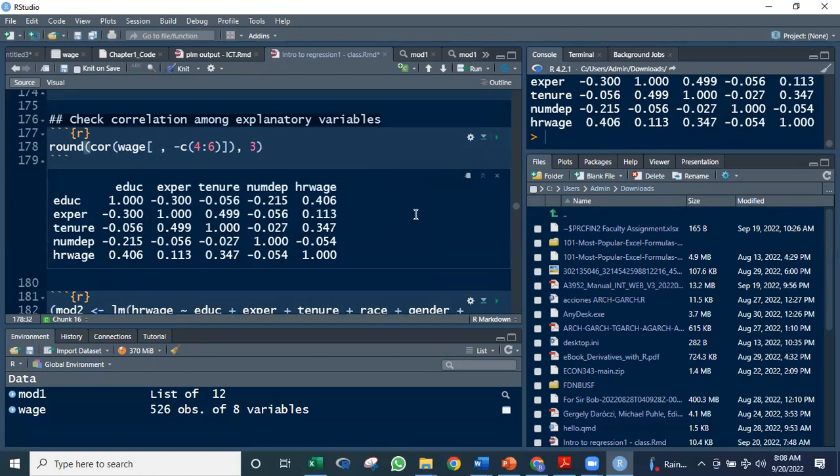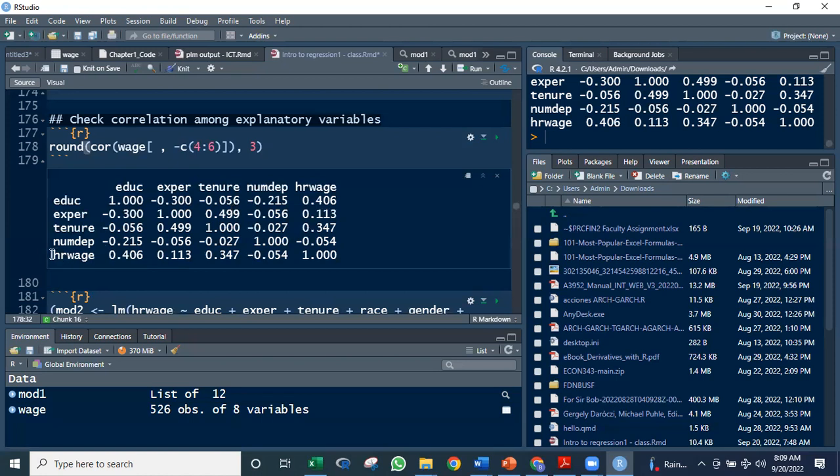Okay, so we have here the correlation matrix. As discussed last time, the diagonals will be 1, since you're getting the correlation between the variable and itself. This is the correlation between education and experience. It's negative 0.3, which means they're negatively correlated. When one variable increases in value, the other goes down.